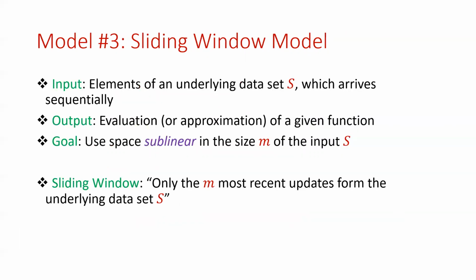But now the title also talks about the sliding window model. In this model, we have, again, an underlying data set S, which arrives sequentially. But now only the M most recent updates form the underlying data set S. And the entire stream can be much longer than M updates.